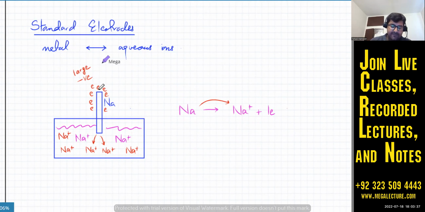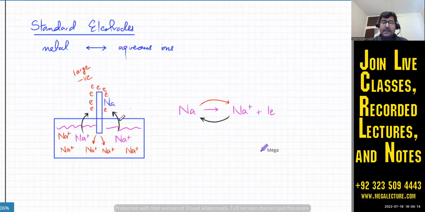And when it becomes very large, what will happen? What will happen at that point is that the ions will start getting attracted back to the negative charge. Initially, the ions were getting formed, but every time an ion was formed, the negative charge continued to build up on the metallic rod. Eventually, it reached a point where the negative charge is so large that it starts attracting the positive ions back. That is the point where a reversible reaction gets established.